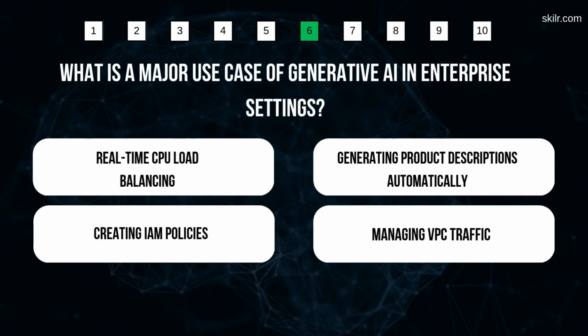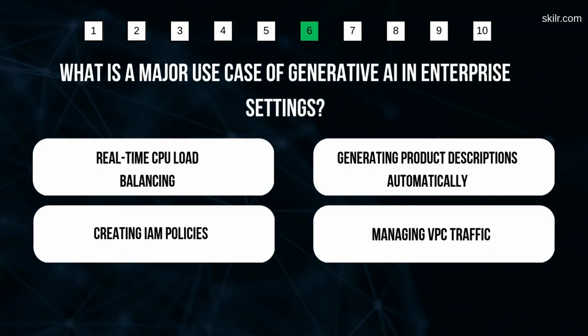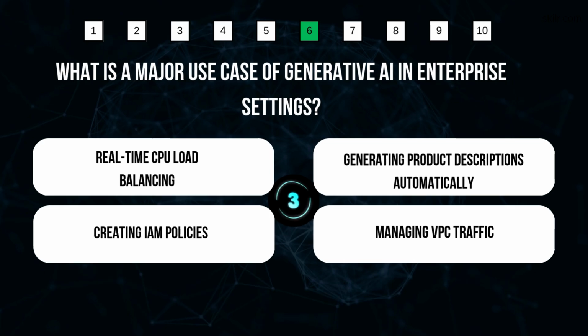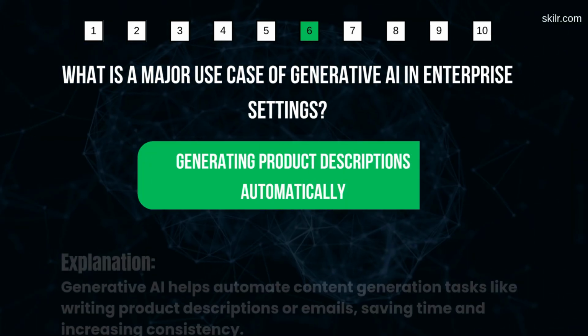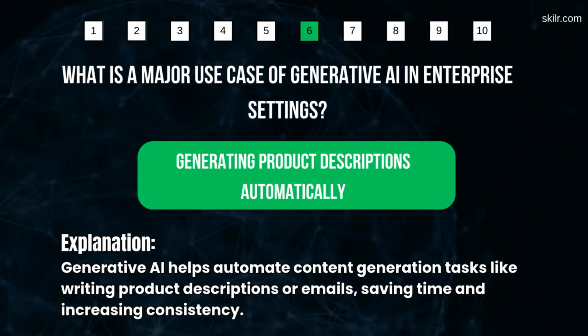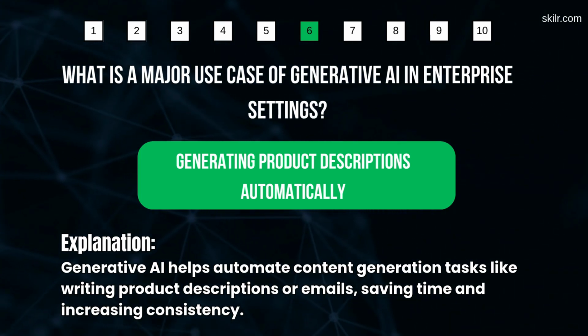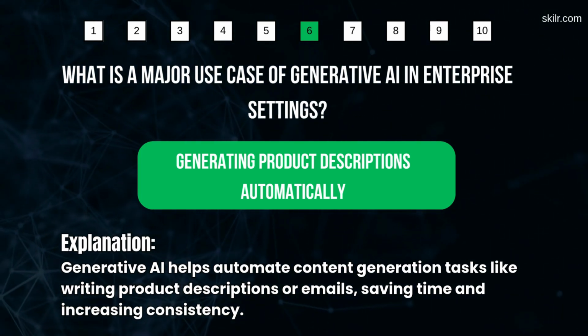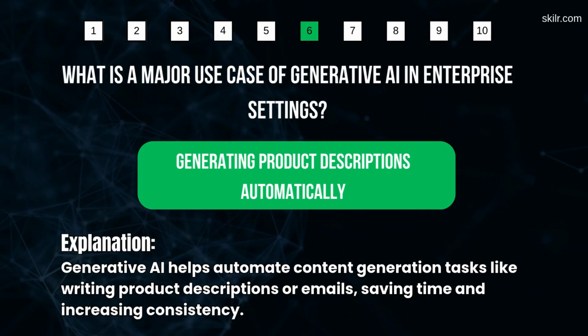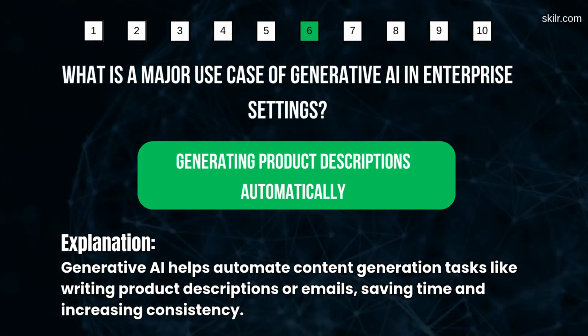Question 6. What is a major use case of generative AI in enterprise settings? The correct answer is generating product descriptions automatically. Where generative AI helps automate content generation tasks like writing product descriptions or emails, saving time and increasing consistency.